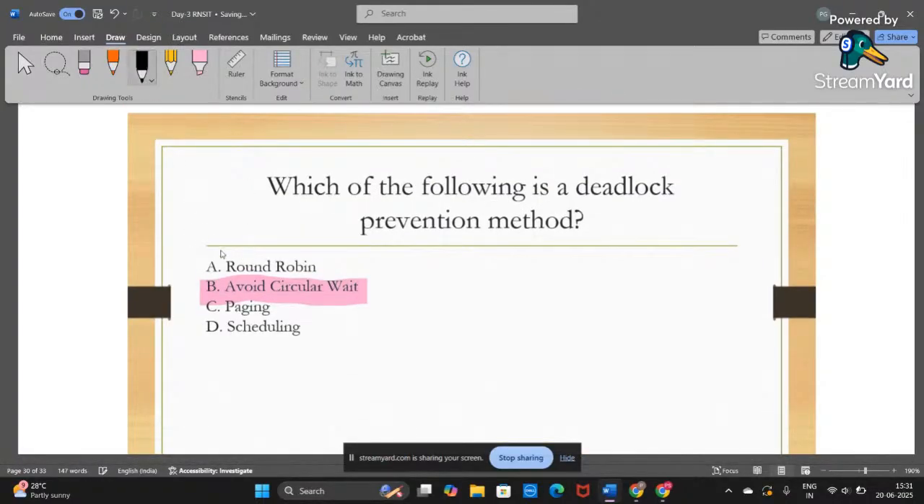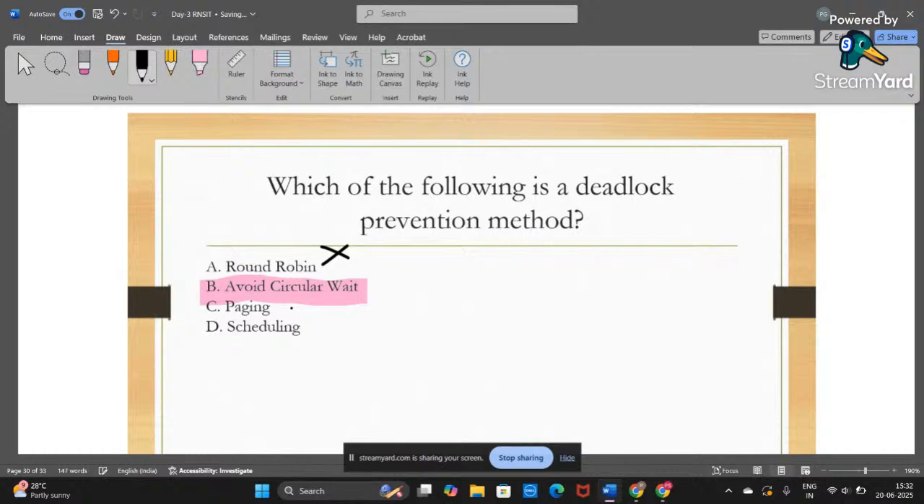We'll see the other options as well. Here, round robin is a CPU scheduling algorithm, not related to the deadlock prevention. You can get the answer by the elimination method, because this round robin we have seen in the scheduling algorithm, right? So this is not related to deadlock prevention. So this is not the right answer.